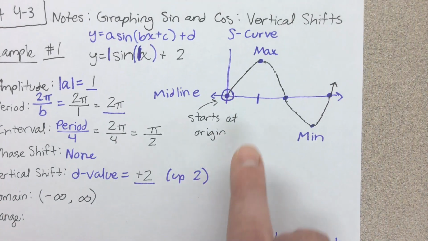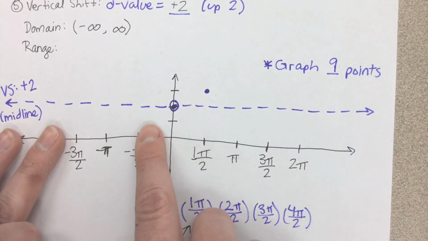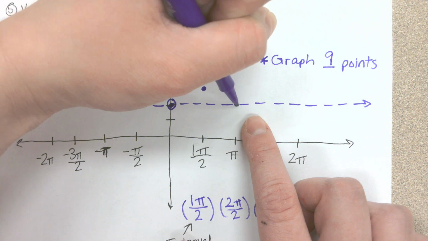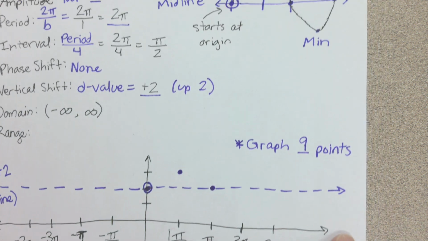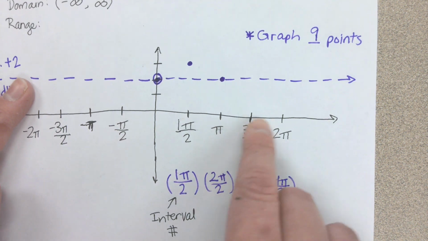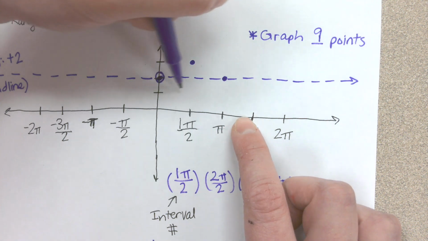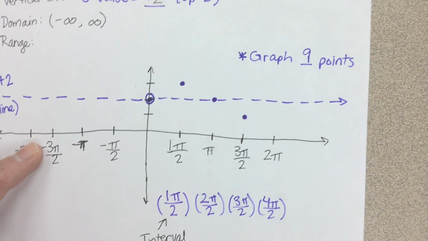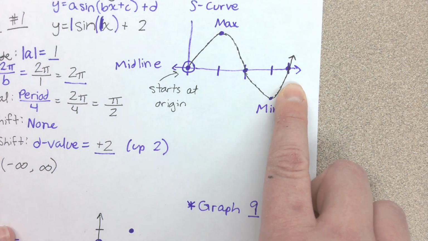Next interval, interval number 2, we land on the midline, which is this purple horizontal line I've drawn. So next notch is going to be on the midline itself. Third interval is the minimum. So we went up 1, so we'll go down 1 for our minimum. And then the fourth and final interval lands us back on the midline.